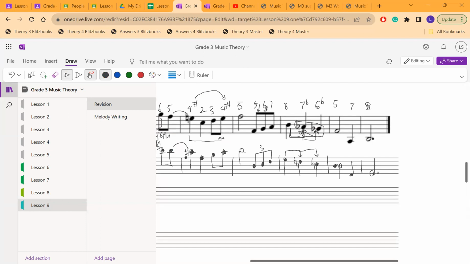E, and then with the double bar finish. Does this make sense, Lee? Yeah, okay. So be careful with accidentals.